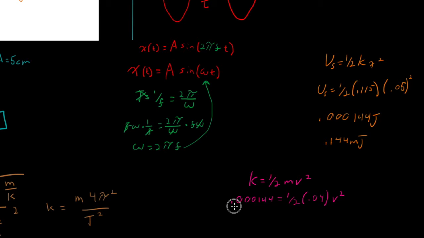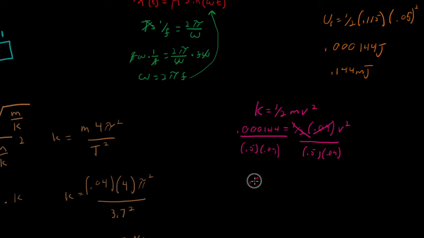So I'm just going to divide both sides by 0.5 times 0.04, which gets rid of both of those. Gives me 0.0072 equals v squared. And then I just take the square root of that, and I have my maximum velocity. Then 0.0849 meters per second is my velocity.